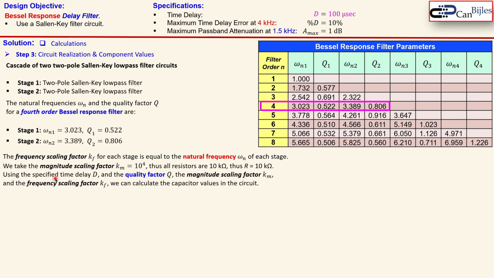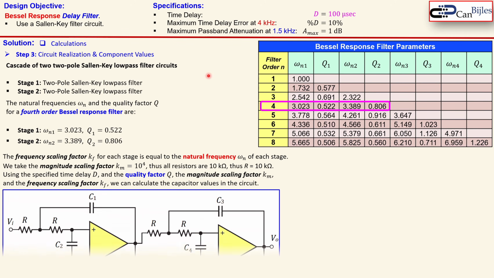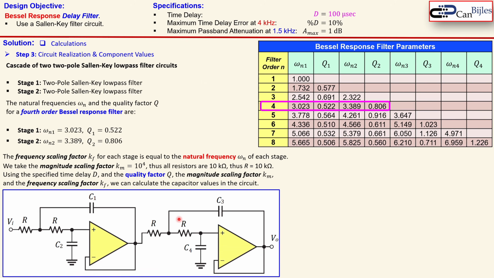That depends on what your preferences are, but this is of course also perfectly fine for other values. Now, using the specified time delay and the quality factor from this table, the magnitude scaling factor we just selected, and the frequency scaling factor, again from the table, we can now calculate the capacitor values in the circuit. The circuit is shown here. You see again the resistors, 4 resistors, each 10 kilo ohm, and we need to calculate the capacitors C1, C2, C3 and C4. So 4 capacitors we need to calculate using the magnitude scaling factor, the quality factor and the frequency scaling factor we have here.